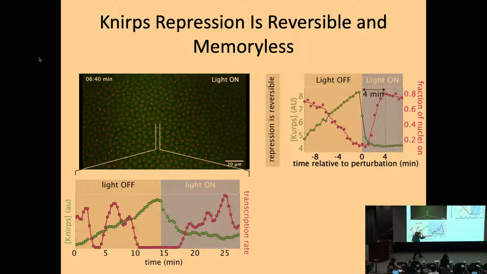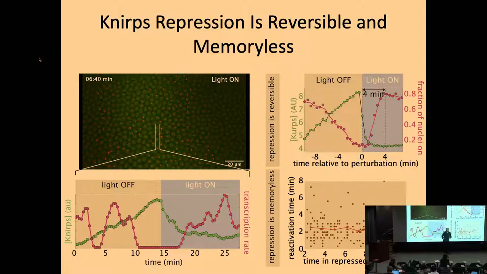But not only that, not only is it reversible, it's also memoryless. At least by the measure of, if I ask each cell, how long were you repressed for, and did you take any longer to get de-repressed when I got rid of KNURPS? And what we see is absolutely no correlation. Okay. So again, reversible and memoryless.